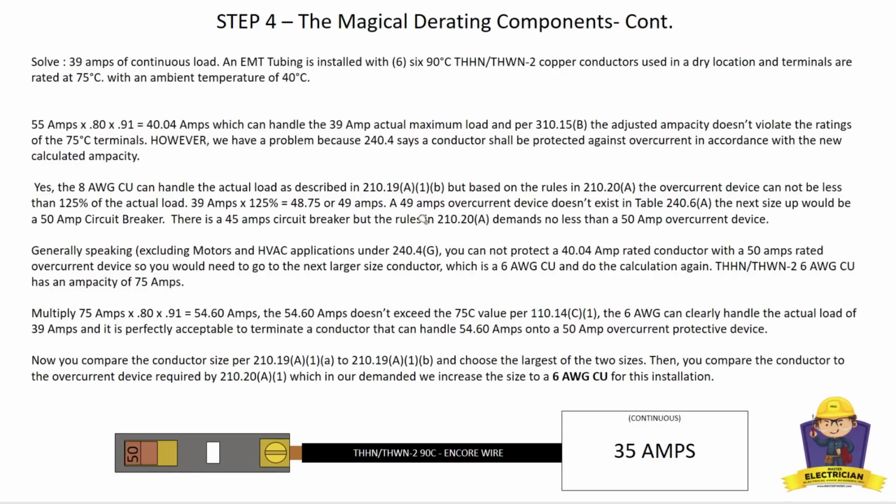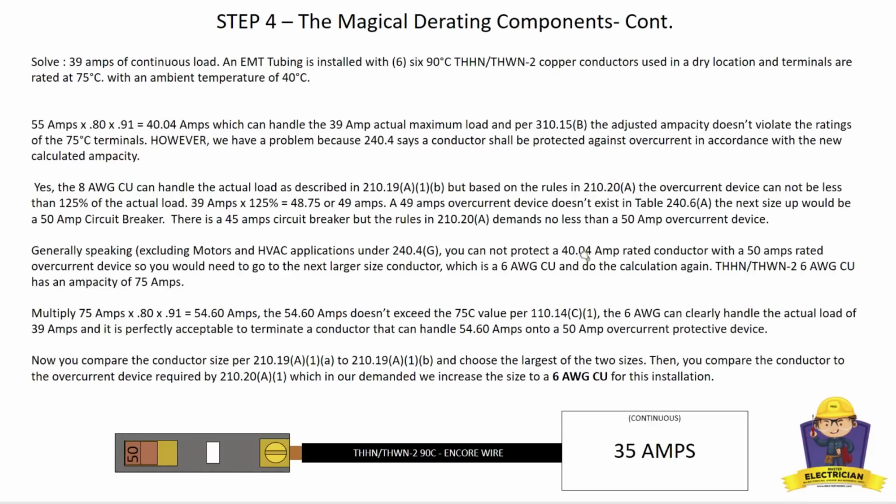Well, I cannot protect a conductor that's good for 40 amps on a 50 amp overcurrent device. Remember, because we don't make one at 49, we got to go to 50. So the rule would be that I'd have to protect it, you would think, at the next size up above 40, which would be a 45 ampere. However, the rule said that it can't be less than 125% of the actual load. That forced me to have a 50 amp overcurrent device. Well, that 8 gauge is not going to work.